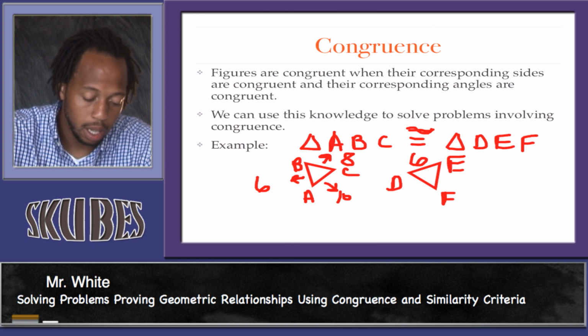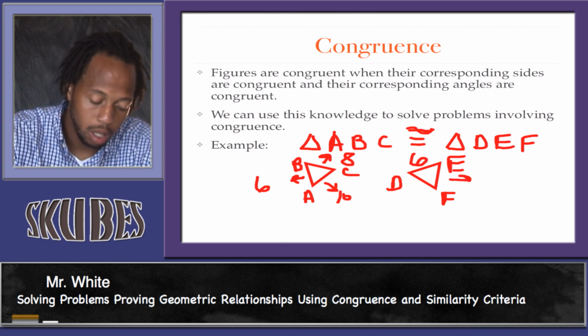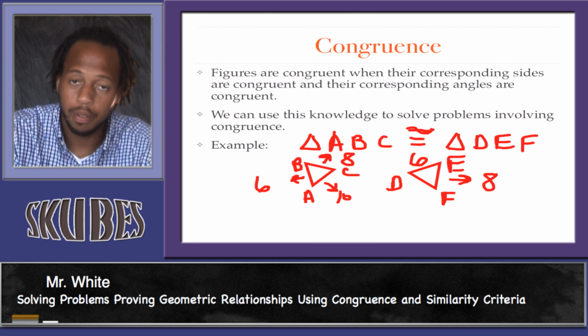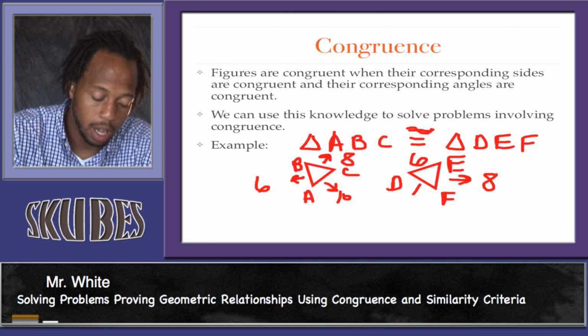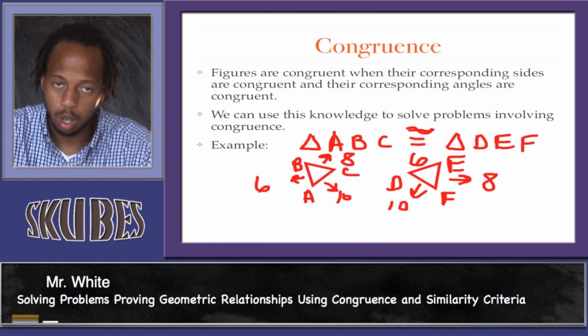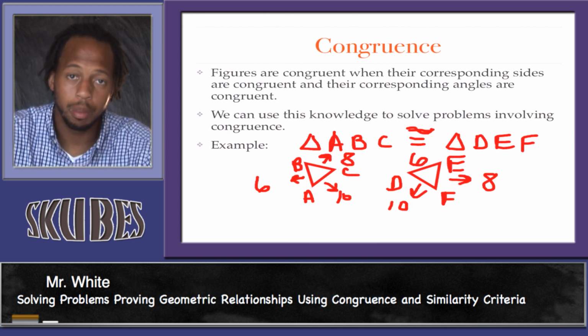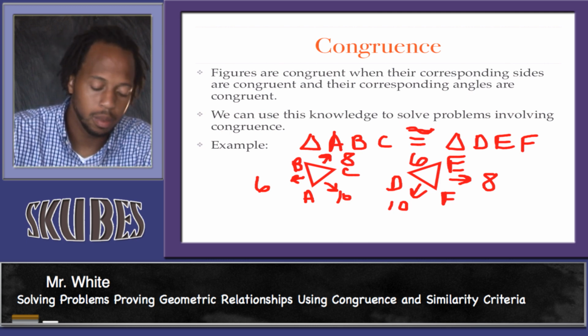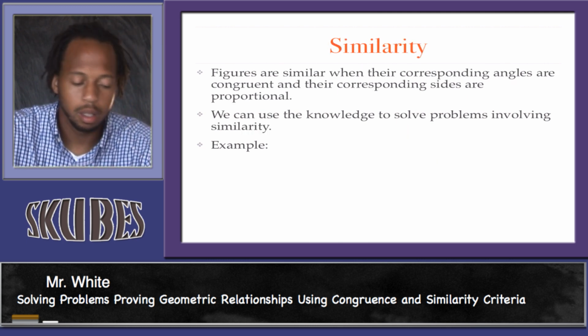Side BC and side EF are corresponding, so they are congruent. So that would also be 8 units. And side AC and side DF are corresponding, they are congruent, so side DF would also be 10 units. So that's how congruence can be used to solve problems dealing with congruence. Now let's take a look at similarity.